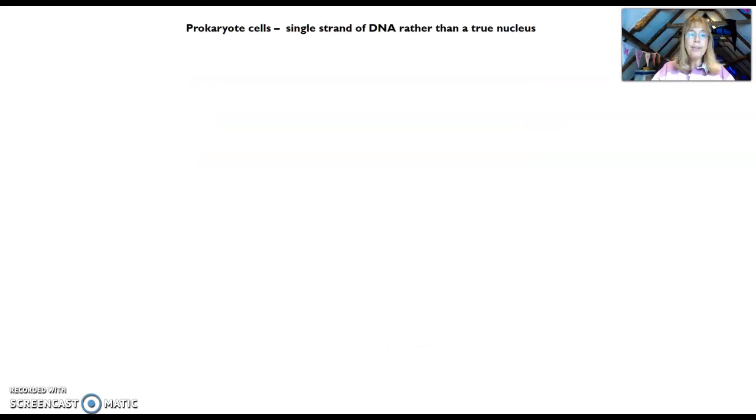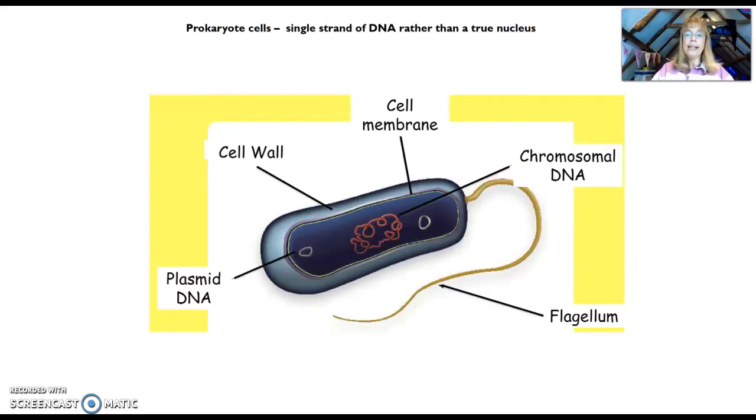Okay, now let's go and have a look at our prokaryote cells. So here we have a typical bacterial cell, and rather than a nucleus, a little bit like a golf ball with DNA inside it, this has just got the chromosomal DNA, that strand in the middle. It's also got a cell membrane, it's got a cell wall, and it's got these circular DNA that we call plasmids that are very important. Some bacteria might have a flagellum even to help them to move.